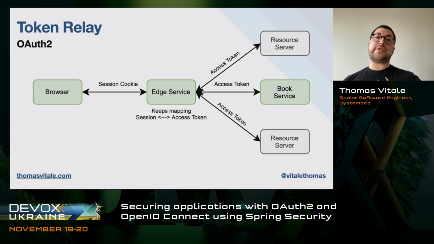But between Edge Service and the browser, we need a session in place. So Edge Service needs to keep this map between session and access token. That's why I also use that filter in Spring Cloud Gateway to be sure that we save the session before sending a request downstream to Book Service.